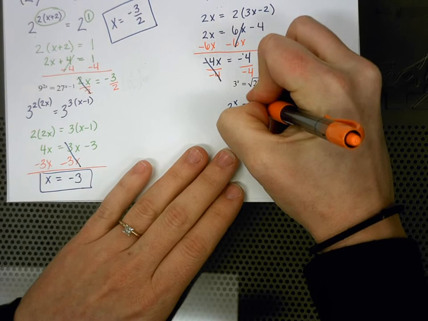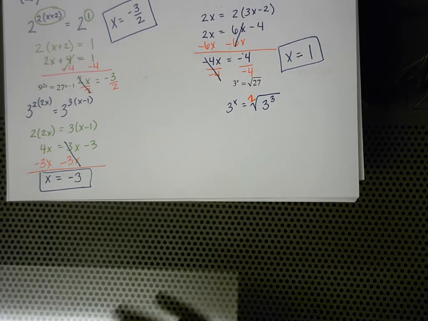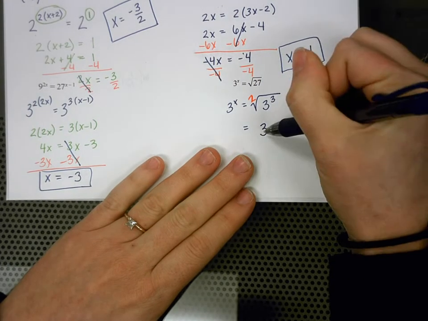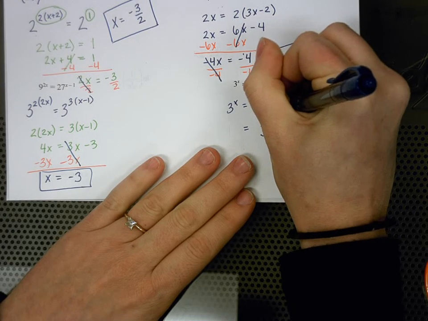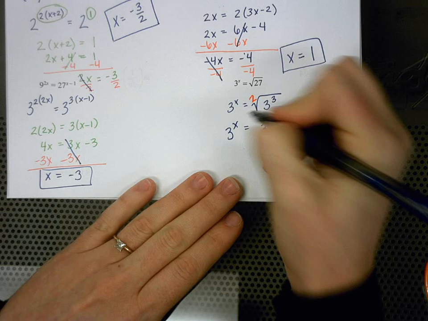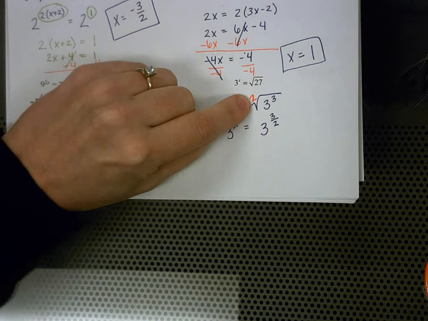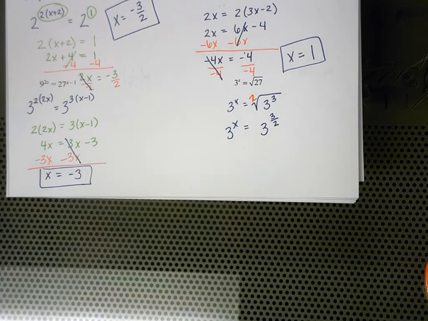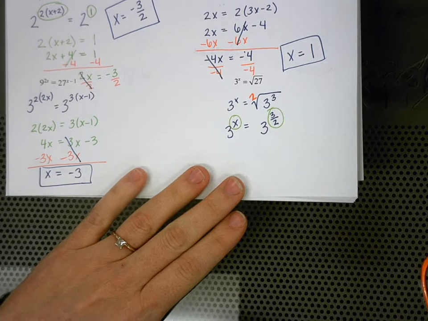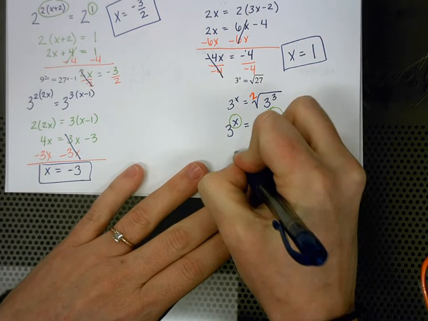Remember that the index of a square root is 2, so when I rewrite the right-hand side with it as an exponent, it should be 3 to the 3 over 2. The left side's going to stay as 3 to the x. Remember, exponent is your numerator, index is your denominator. That's where I got the 3 over 2 from. And then what's in the same spot? X and 3 over 2. So that means x is equal to 3 over 2.